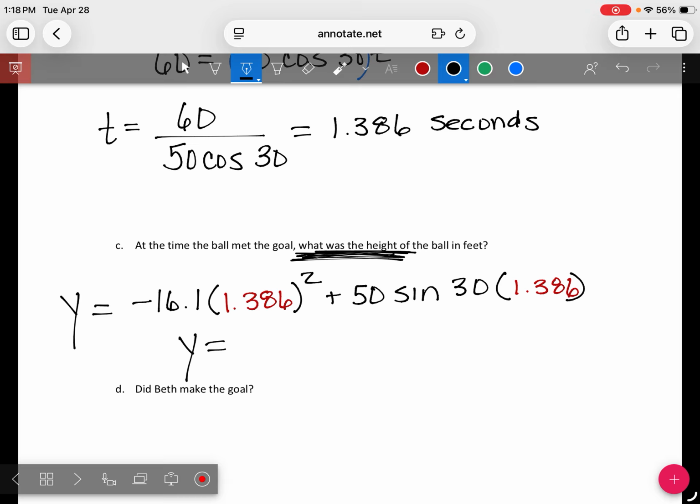Or I guess it's not called a post. The goal. The thingy. The net. The goal. It's called the goal. What's the height when it reaches the goal? Type that in your calculator.